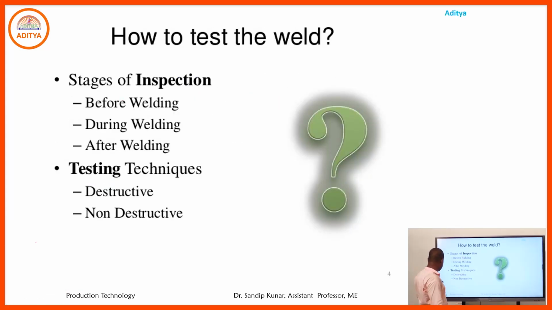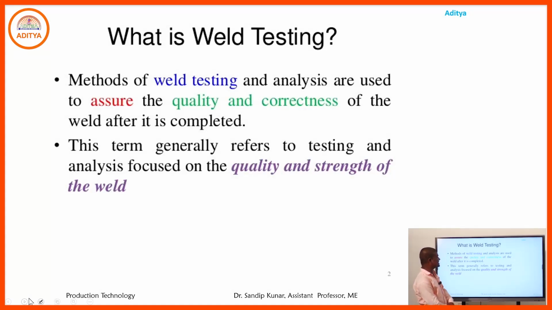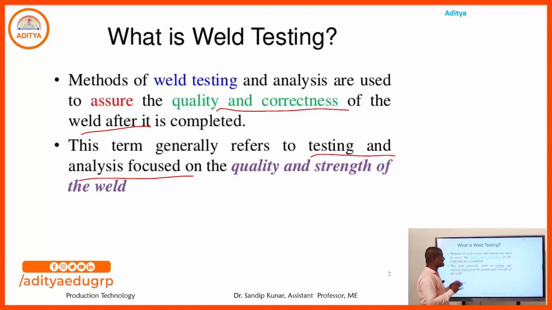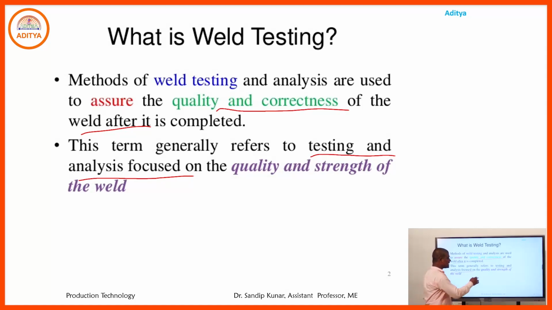What is weld testing? Methods of weld testing and analysis are used to assure the quality and correctness of the weld after completion. Means after welding, that weld strength and weld quality is good or bad, poor. So using weld testing we have decided. This term generally refers to testing and analysis focused on the quality and strength of the weld. Means after testing we have decided that the weld is good or bad. The quality and strength of the weld we have decided by weld testing.